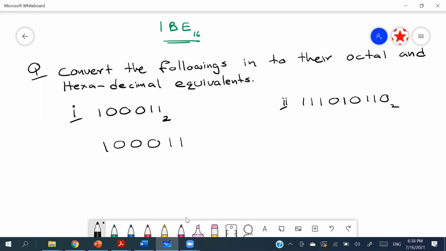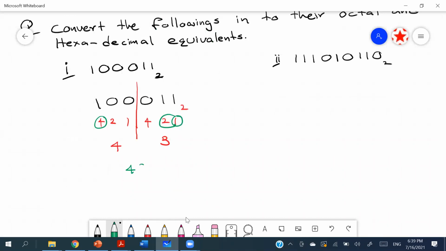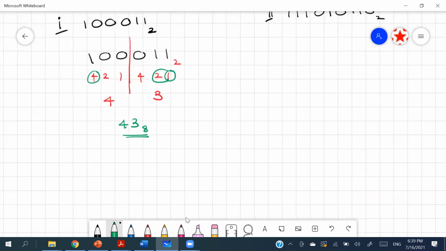What I'm doing is separating the groups from the right-hand side. The place values are 1, 2, and 4. So we can write this as 3, and we can write this as 4. It is because here we consider 1 and 2, and here we consider 4, right? So the final answer is 43 in octal, right?